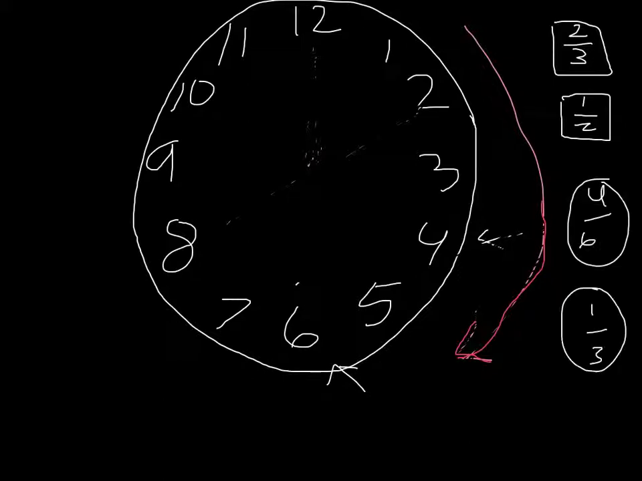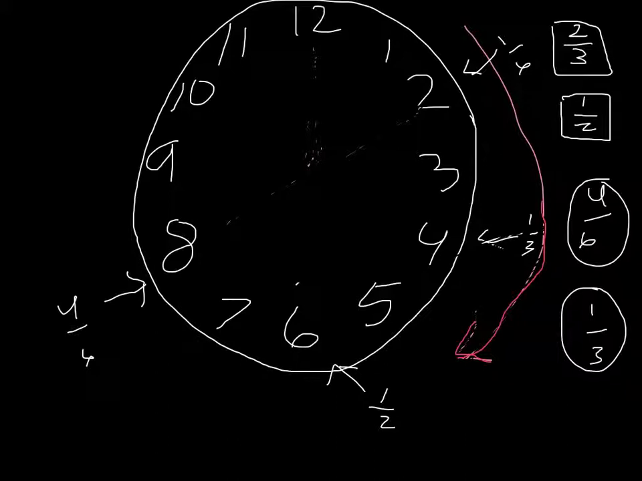So let's try. Since we can figure out what 1/6 is by doing 12 divided by 6 equals 2, we know that 1/6 is the 2 on this clock. But since there's 4/6, we have to do 2 times 4, which is 8. So 8 is 4/6. So now you can see some of the fractions around the clock. So anyways, now we have to do 4/6 plus 1/3. And we can see 1/3 is the 4 right here, because 12 divided by 3 equals 4.